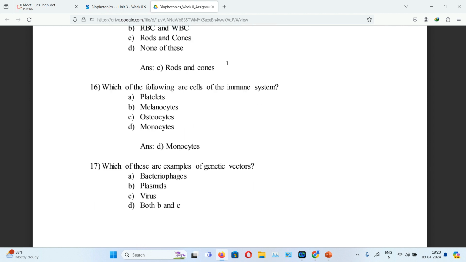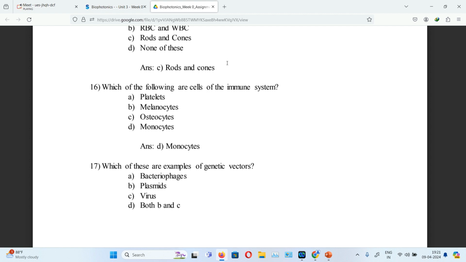Which of the following are cells of the immune system? We have platelets. Platelets are components of the blood that help in the clotting of blood. Melanocytes are the cells responsible for the pigmentation of our skin. Osteocytes are the cells present in bones. Monocytes are also present in blood, and they are one of the white blood corpuscles, which are part of our immune system.